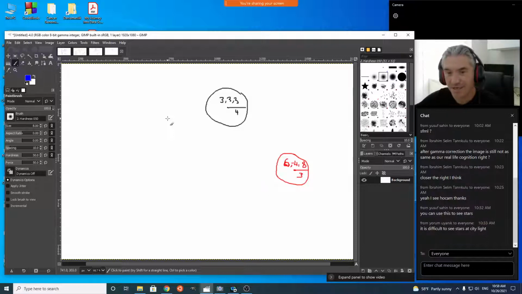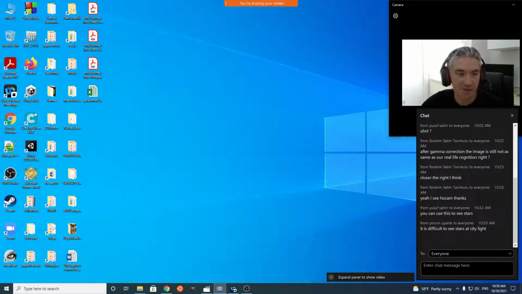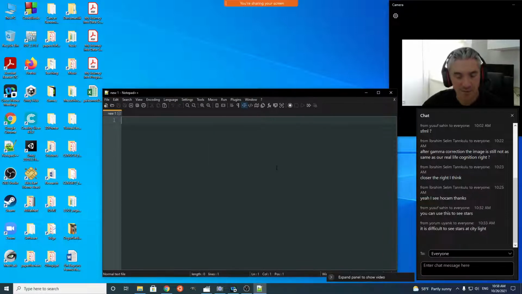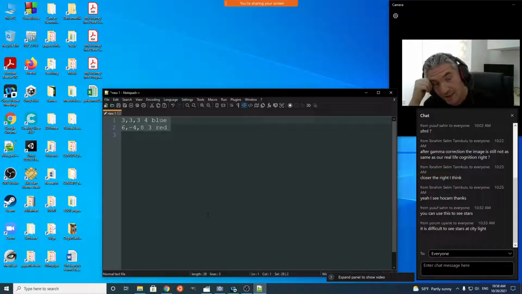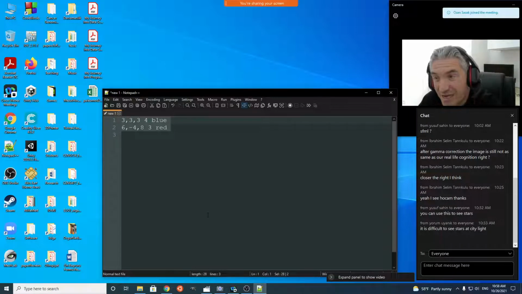But just imagine that I just gave you this textual information in Notepad++. Two spheres. One of them is at 3, 3, 3, radius of 4, it's black. Or maybe let's make it blue. And the other is at minus 8, minus 4, 8, and its radius is 3 units, and it's red. If I give you this information only, that's what our virtual world is right now.